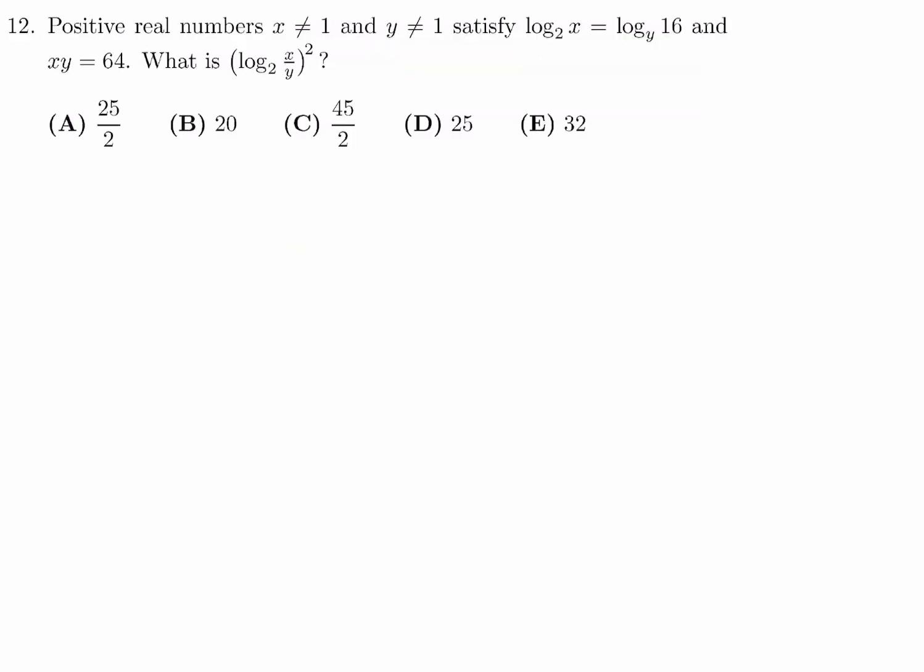Positive real numbers x not equal to 1 and y not equal to 1 satisfy log of x to the base 2 is equal to log of 16 to the base y, and x times y is equal to 64. What is the log of x over y to the base 2, all squared?